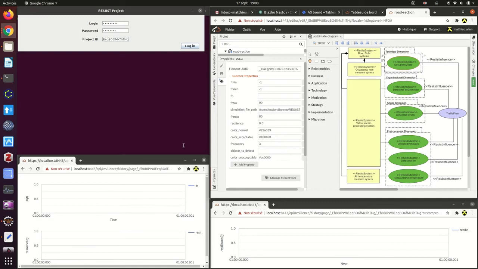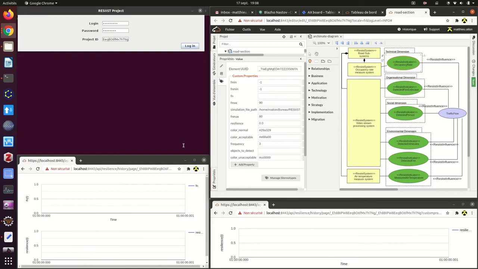Each indicator resilience is calculated according to Fn, Fnmax, and Fmax. If Fn is lower than Fnmax, the resilience is 1, optimal state, in green in the 2D view. If Fn is between Fnmax and Fmax, the resilience is then between 1 and 0, degraded state, in orange in the 2D view. And resilience goes to 0 when Fn is higher than Fmax, emergency state, in red in the 2D view.